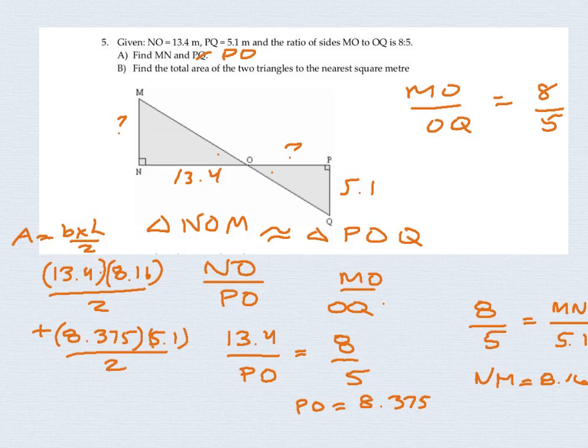You add them together, you're going to get 76.028. When you do the rounding, the nearest whole, you're going to get 76 square meters for the total area of the two triangles. So you apply a proportion question, and at the end we're asked to do something a little bit different, which was to find an area. Next question.